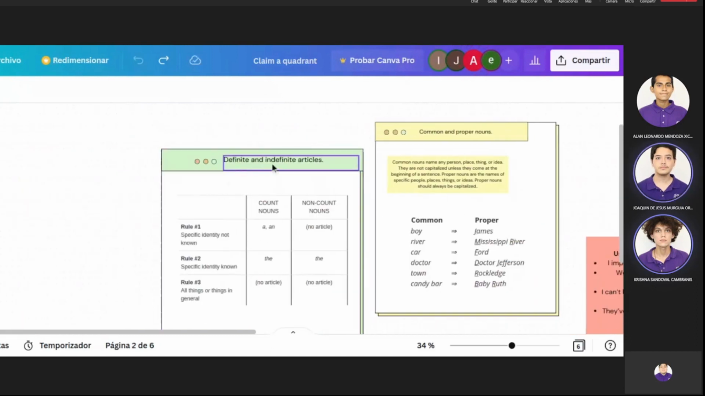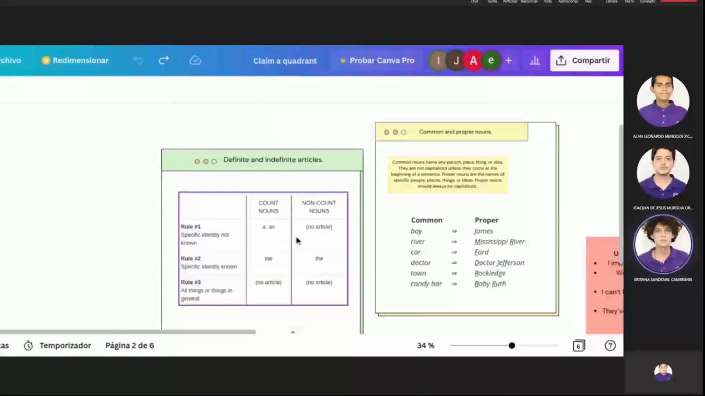Now, the indefinite articles. In Spanish, it's like uno, and we use it with countable nouns. For example, an apple, a table. In Spanish it is un perro, o una mesa, o una manzana.